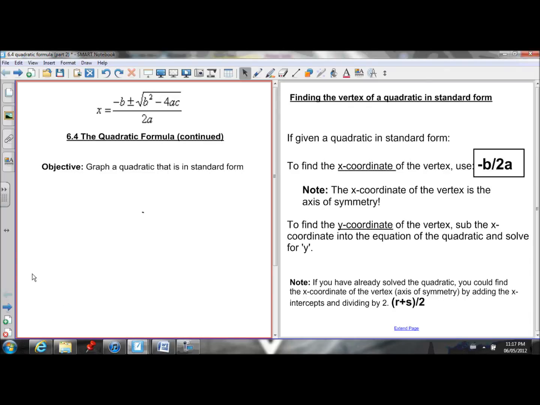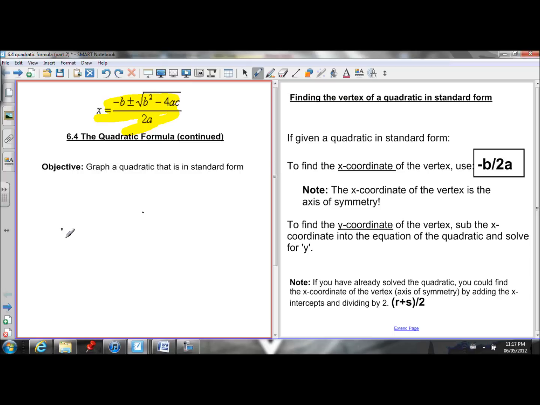Okay, so this is the second lesson for section 6.4, the quadratic formula. In the first lesson, we discovered this quadratic formula right here: x equals negative b plus or minus the square root of b squared minus 4ac, all over 2a. I showed you the proof of that, and then we learned how to use that to find the x-intercepts of a parabola if it's in standard form.